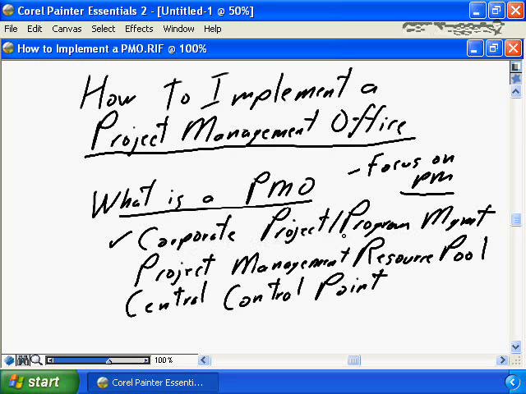So from a corporate viewpoint, this PMO is focused on project and program management to ensure they have a common story, a common picture, often referred to as the dashboard of total project management in the organization. In other organizations, the PMO is a project management resource pool. All project managers, all team leaders are part of the PMO, and all report into this project management resource pool.